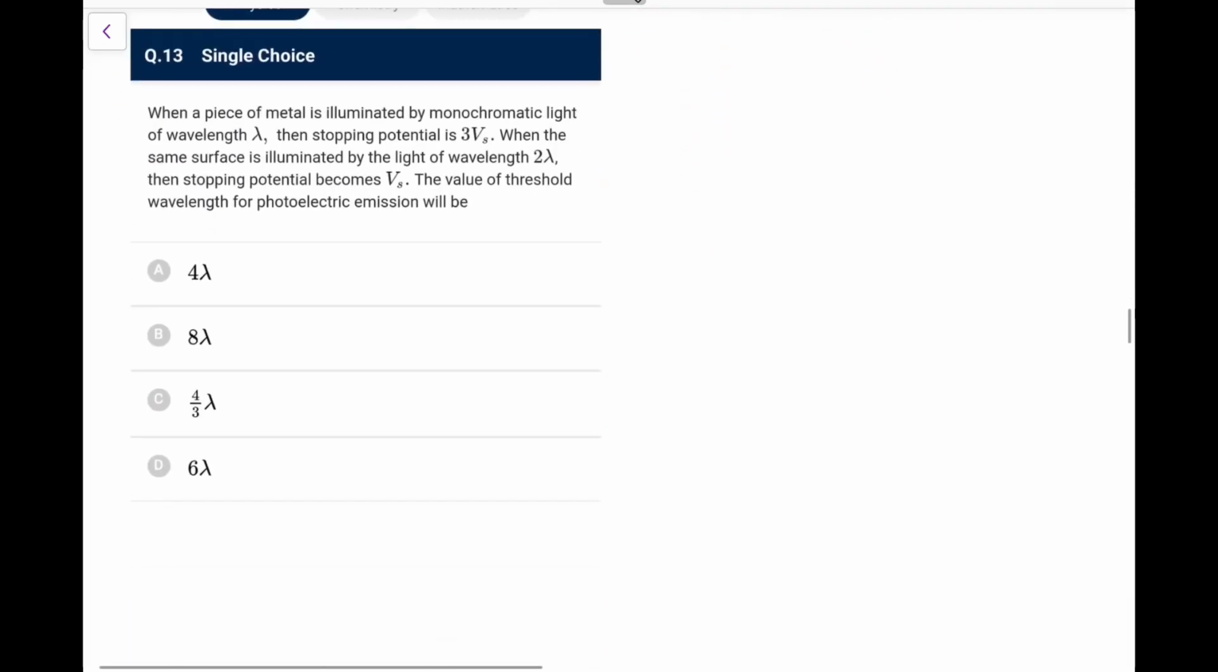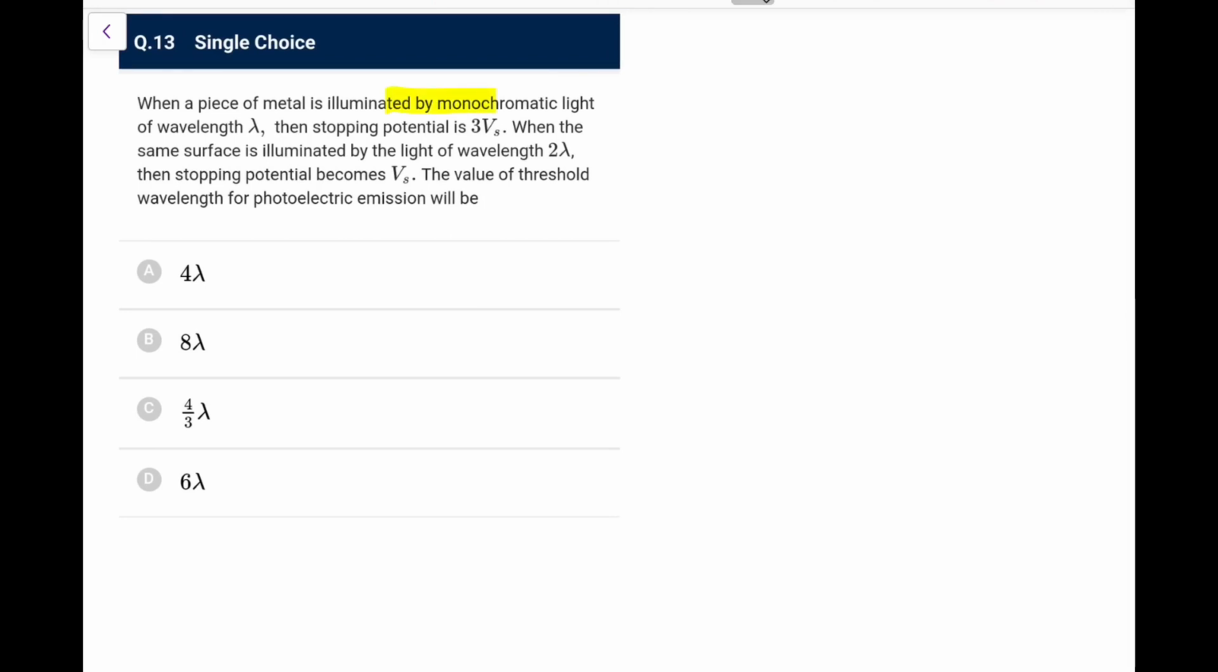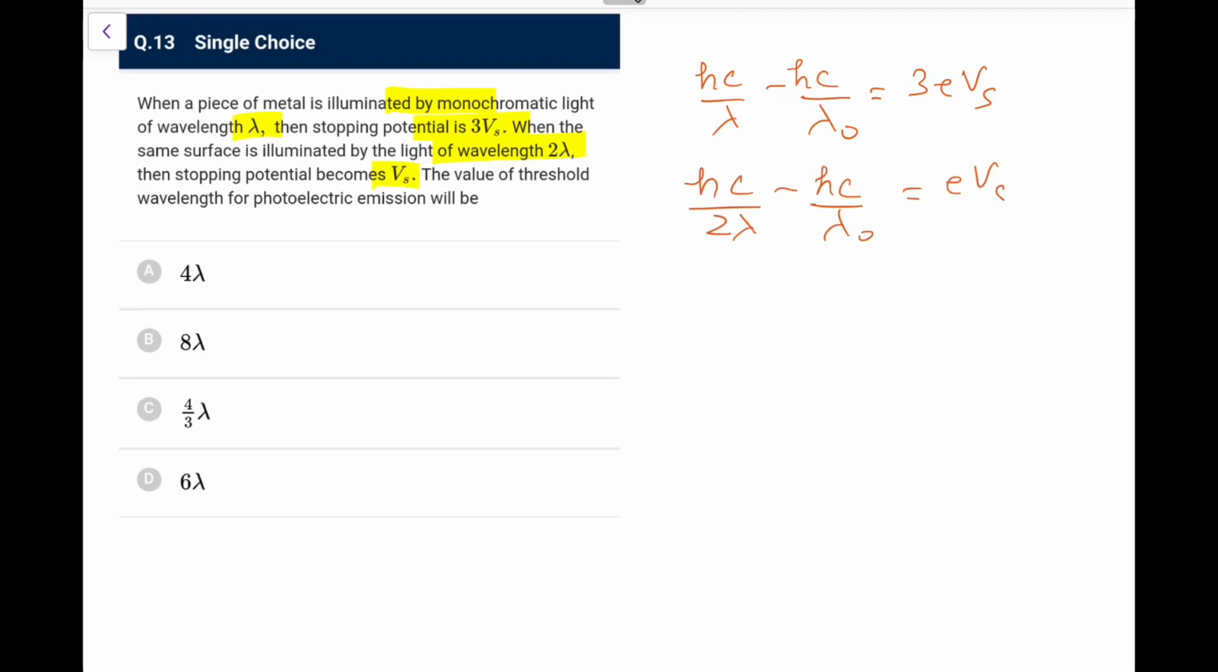Now, when a piece of metal is illuminated by monochromatic light of wavelength lambda, then stopping potential is 3V. When by 2 lambda, it is V. What is the value of the threshold wavelength? So hc by lambda minus phi, or hc by lambda naught, is equal to 3 eV. Similarly, hc by 2 lambda minus hc by lambda naught is equal to eV.